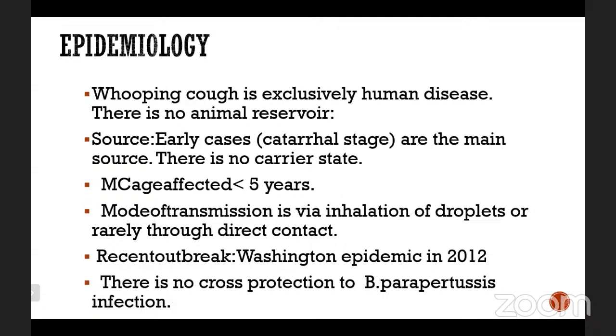Most commonly, it affects children less than 5 years. Mode of transmission is mainly through inhalation of droplets. Rarely, it will spread by direct contact. A recent outbreak was seen in Washington state epidemic in 2012. There is no cross protection to Bordetella parapertussis infection.